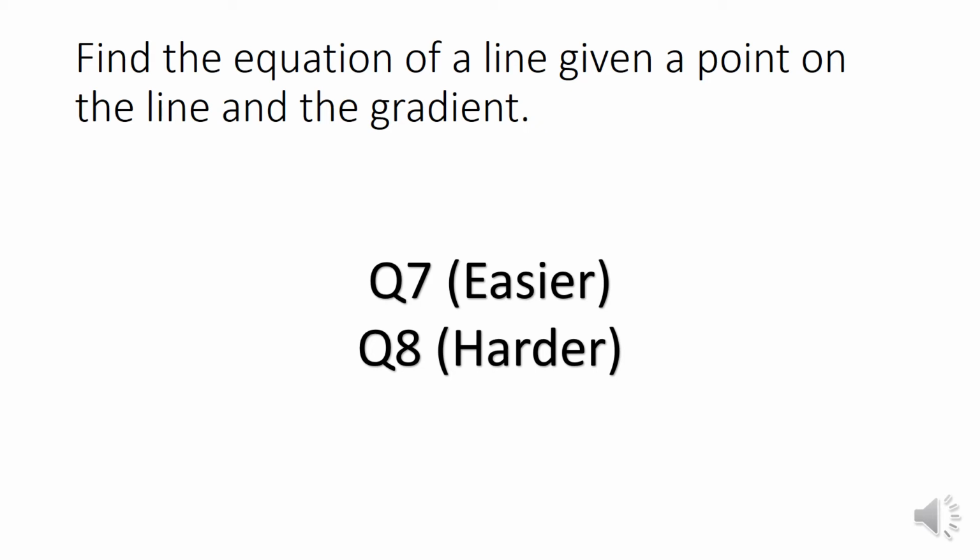Okay, so the questions we've just been through, so question 7 on the Corbett sheet, question 8 are both questions of that sort. So with both of them, you're given the gradient, you're given a point on the line, and you have to work them out. Question 7 is a little bit easier because the point you're given is always on the y-axis. So straight off the bat, you can work out what the y-intercept is because it's just the coordinate. Question 8 are more like the examples that I've just done, where you're just given a random point on the line, you have to work from there. So question 8 is a bit harder.